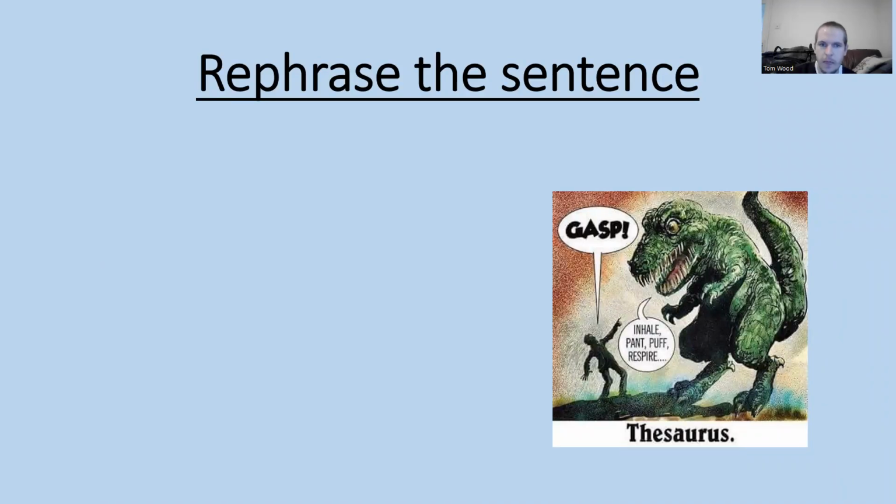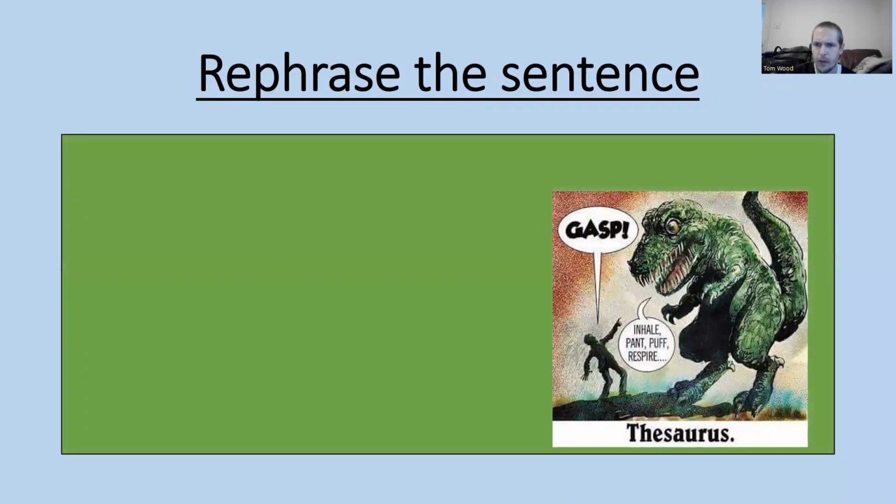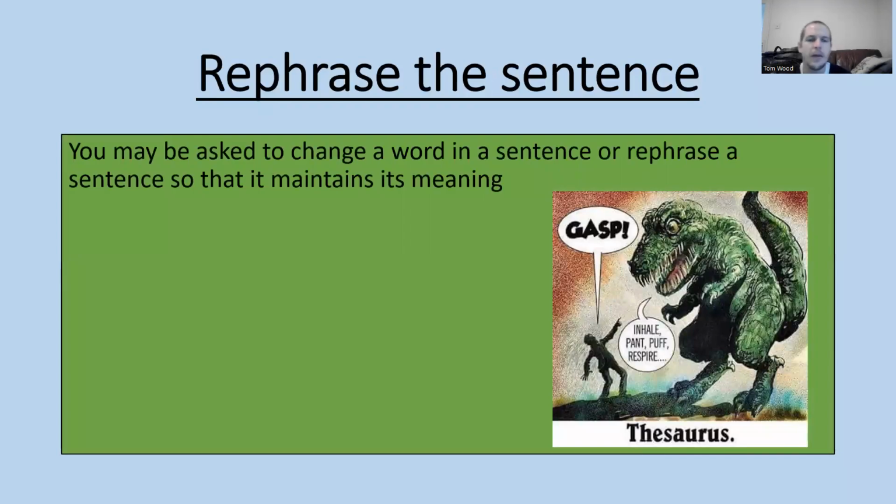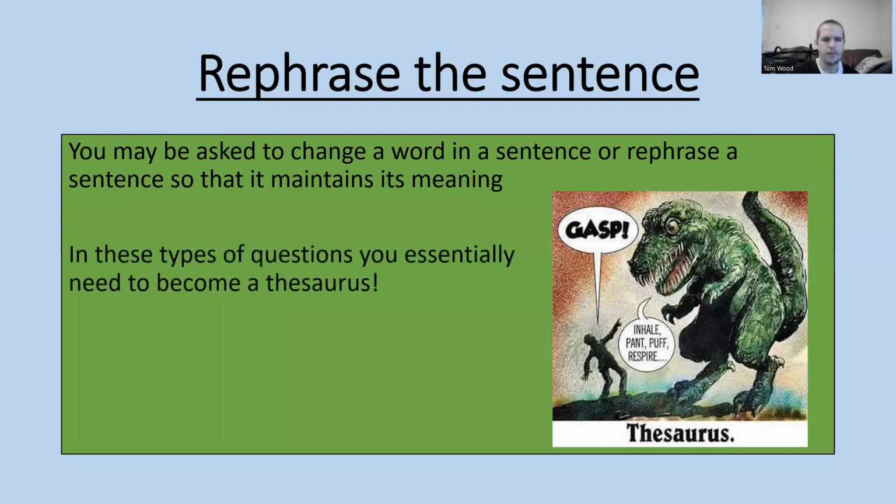So, moving on then, we've got our next type of question that pops up very frequently. And this is our rephrase the sentence style question. So we may be asked to change a word in a sentence or rephrase a sentence so that it maintains its meaning. It's in these kinds of questions that we essentially need to become a thesaurus. So again, a thesaurus is just obviously a book that gives us different words for the same meaning. So if I wanted another word for, I don't know, to look, I could have to gaze, to stare, something like this.